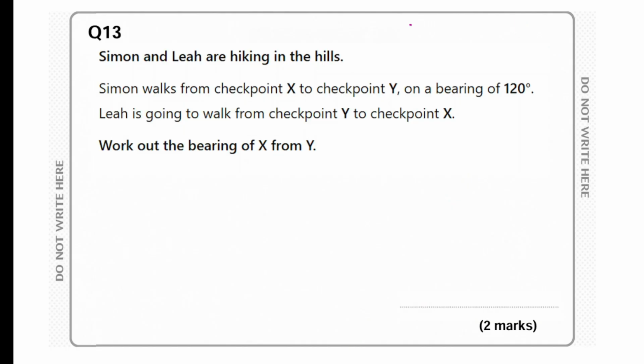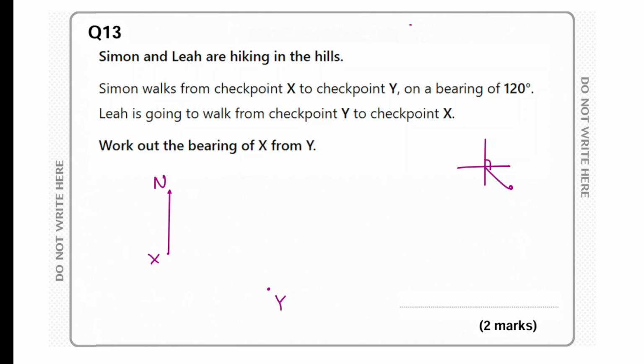Question number 13. Pause the video and give it a try. Simon and Leah are hiking in the hills. Simon walks from checkpoint X to Y on a bearing of 120 degrees. Now let's draw a diagram. We know roughly this is 90, so 120 should be sort of in a direction like this. It doesn't need to be exact, but it helps if I get a point that is approximately the correct number of degrees. Here's the north.